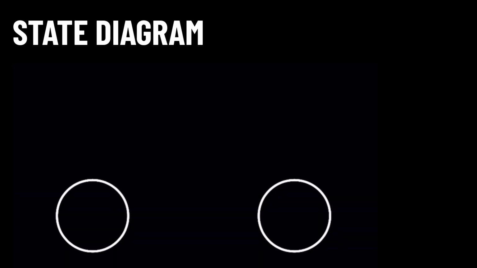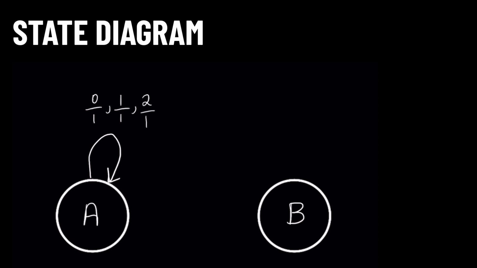We can draw a state diagram for this circuit. Inside each circle is the state name. Now our transitions have a line. Above the line is the input value or values. Below the line are the output value or values for that particular transition.